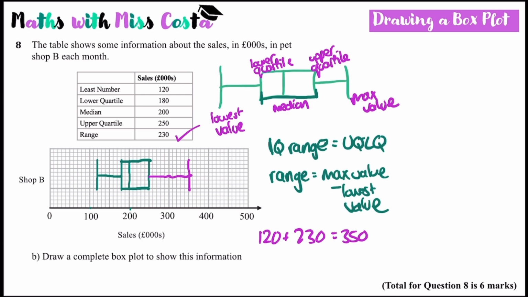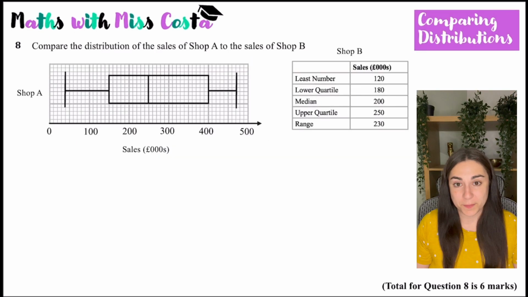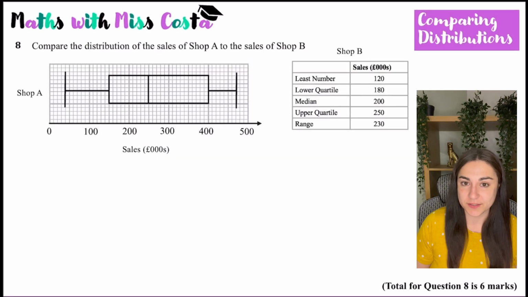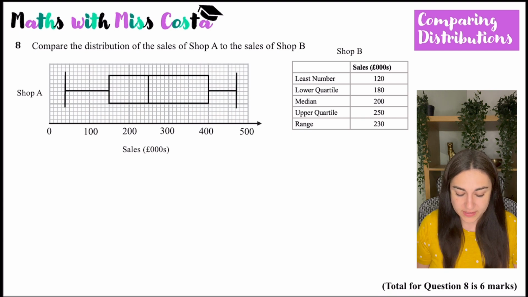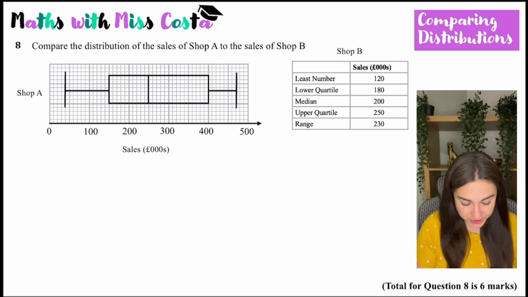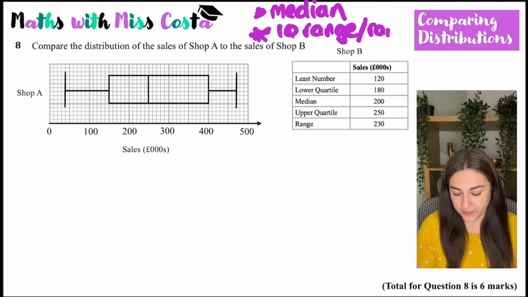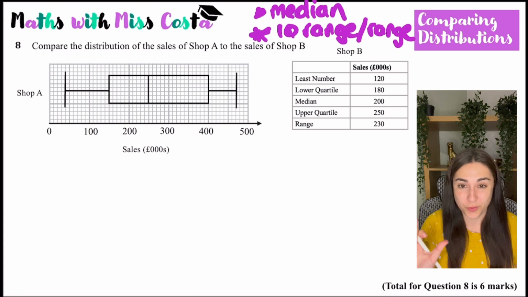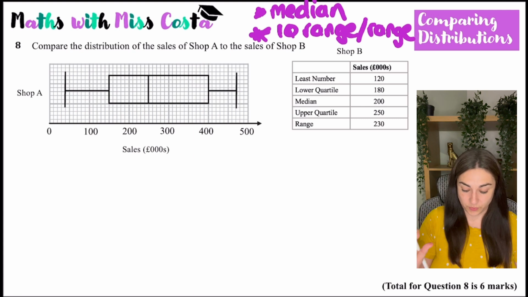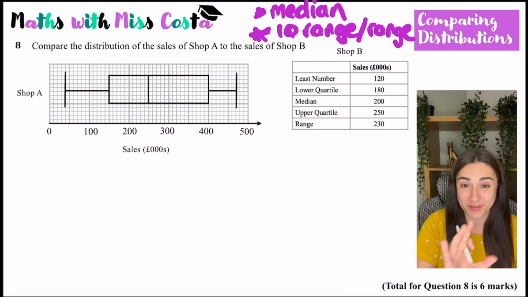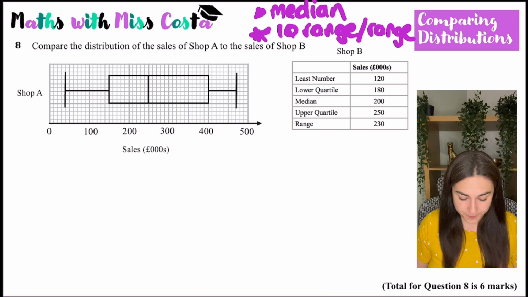So yep. Okay, so here I'm being asked to compare the distribution of the sales of shop A and shop B. Now, in order to do this, there are 2 things that you always want to compare when comparing distributions, and that is the median and either the range or the interquartile range. Because the median tells you the overall performance, and the range or the interquartile range tells you the distribution, so the spread of data, so how close together all the values are and how consistent they are.